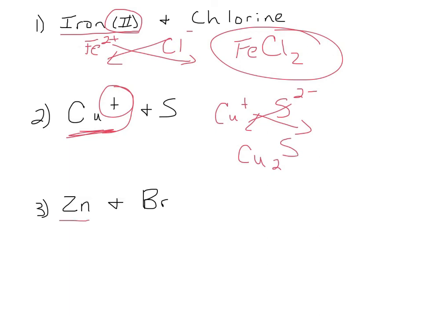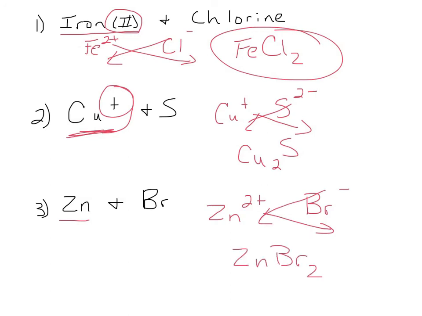And then zinc, now they didn't tell us, but remember, zinc is one of those that doesn't have multiple oxidation numbers, so zinc is always 2 plus. Just going to have to start to remember some of that stuff. Br is 1 minus. Okay, crisscross them, ZnBr2. Unfortunately, there's no simple way to do this other than you just have to remember a lot of stuff.